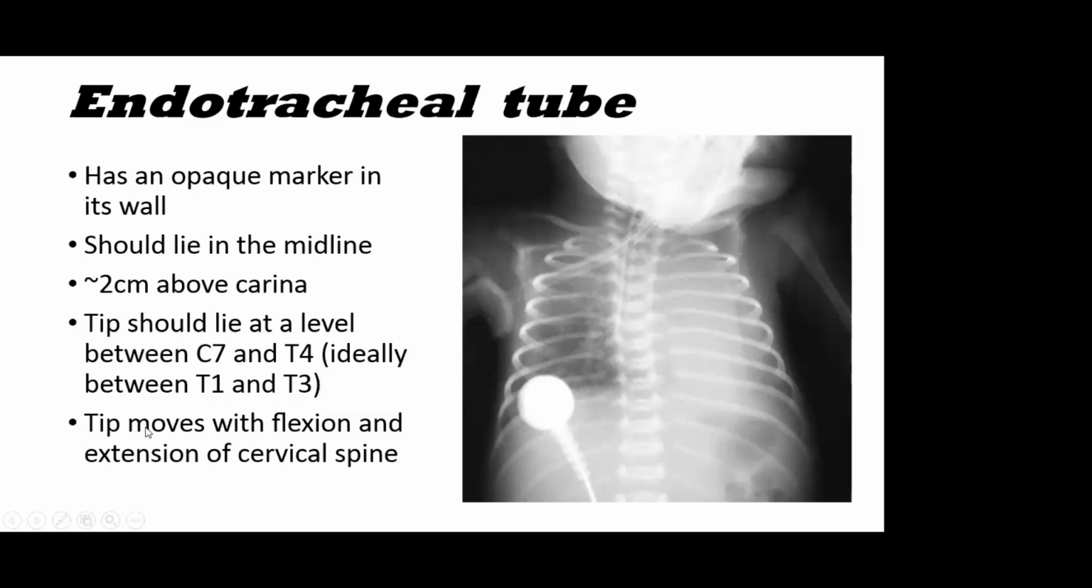Remember that the tip moves with flexion and extension of the cervical spine. So it is very important to know in what position you have taken the X-ray and what position you are nursing the baby. If there is an extension, the tip will move up. If there's a flexion, the tip will move down. And if that's not the position in which you are nursing the baby, then you might misinterpret the position of the tip and change the depth of the ET tube even though it is not required at that time.